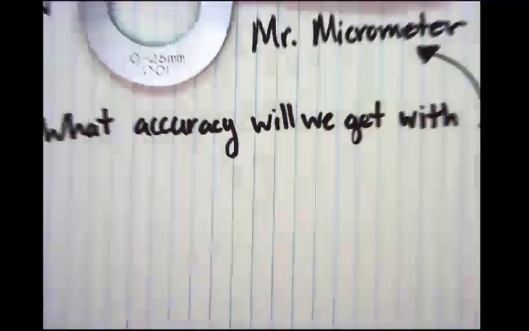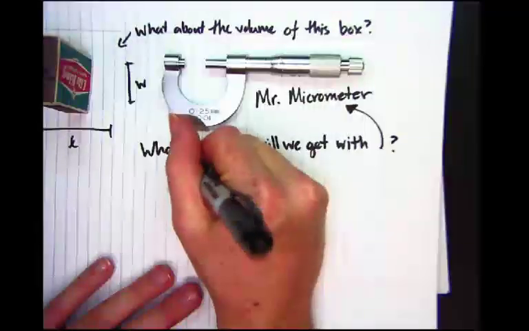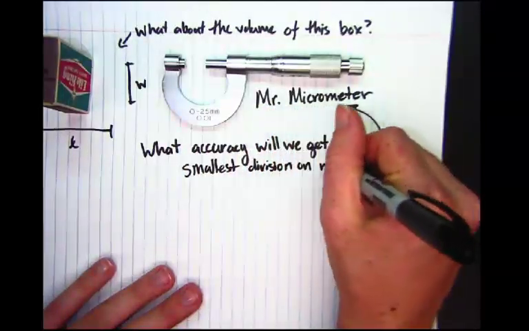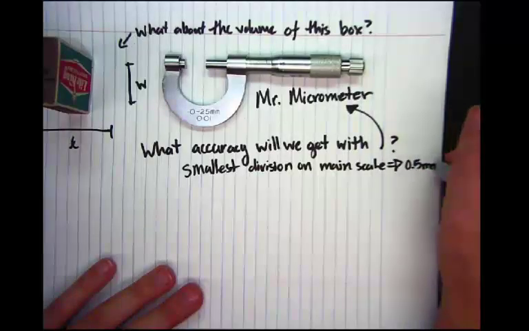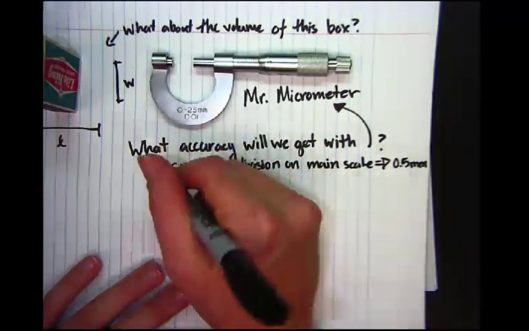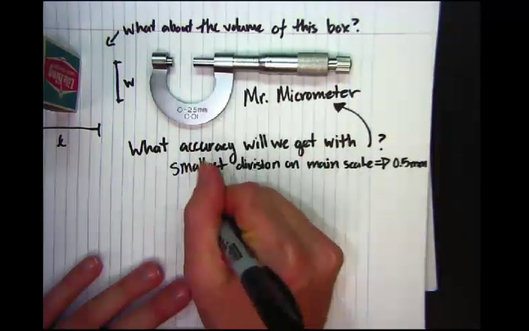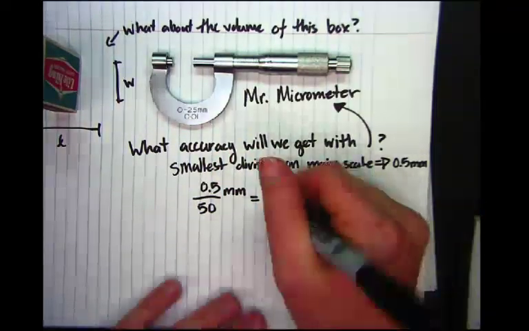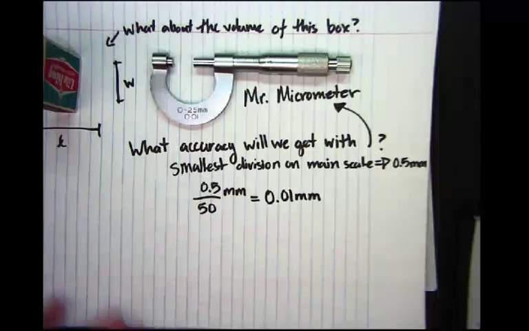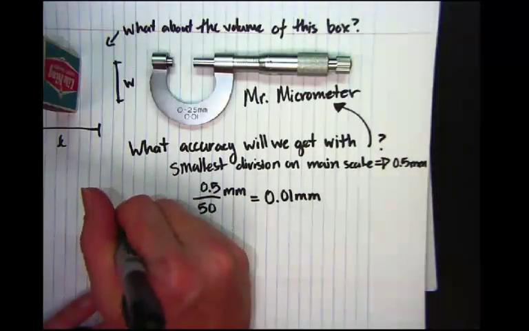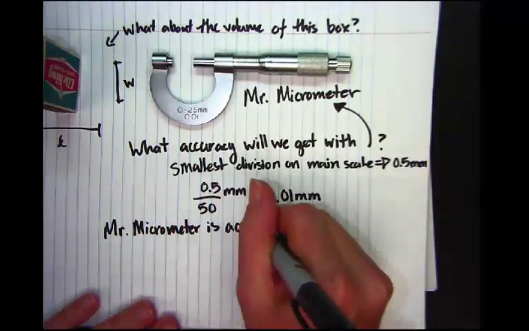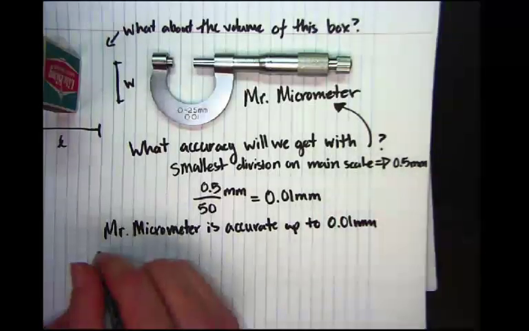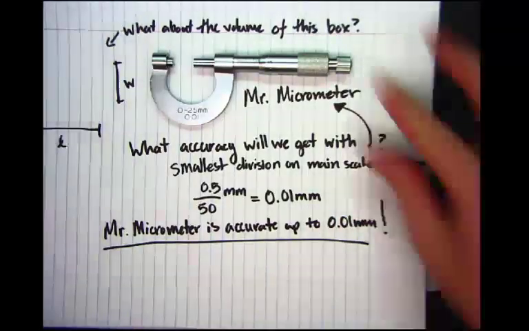So we're going to go ahead and calculate the accuracy with our previous knowledge that we've acquired. So the smallest division on our main scale is going to be 0.5 millimeters. And with 50 divisions on the alternate scale, we're going to divide 0.5 millimeters by 50 and then get our accuracy reading of 0.01 millimeters. So Mr. Micrometer is accurate up to 0.01 millimeters. So remember that there's a conversion between millimeters and centimeters.